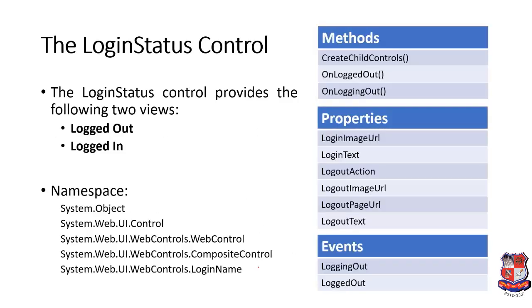The login status control provides the following 2 views to the web page. First is the logged out view and second is the logged in view. The logged out view is displayed when the user is not logged in. This view provides a link to the login page. And the last one is the logged in view. It is used to display when the user is logged in. This view provides a link to log out of the website.